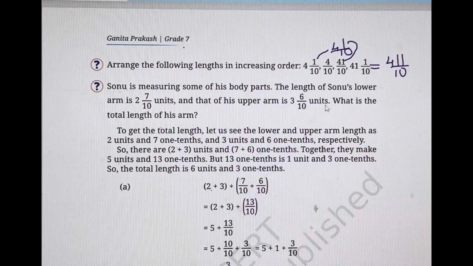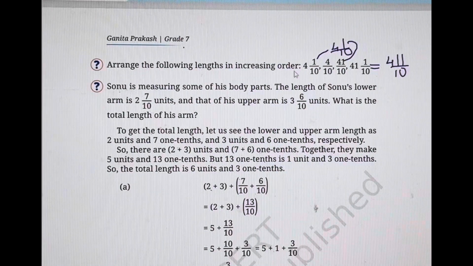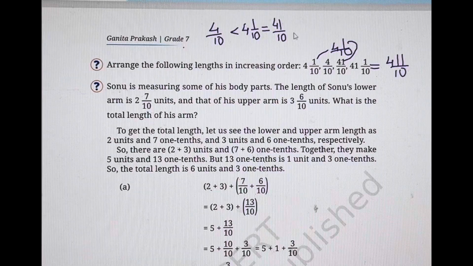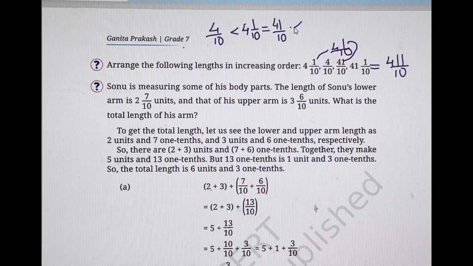Now it would be easier for us to arrange them, right? So which is the smallest? If we see, 4 is the smallest. So 4 upon 10 is smaller than 4 1 upon 10. I am writing the original form, which is equal to 41 upon 10, right? First and third are the same, so you'll write like this. And the last one is 411 upon 10. Okay, so this is the answer of the first question.